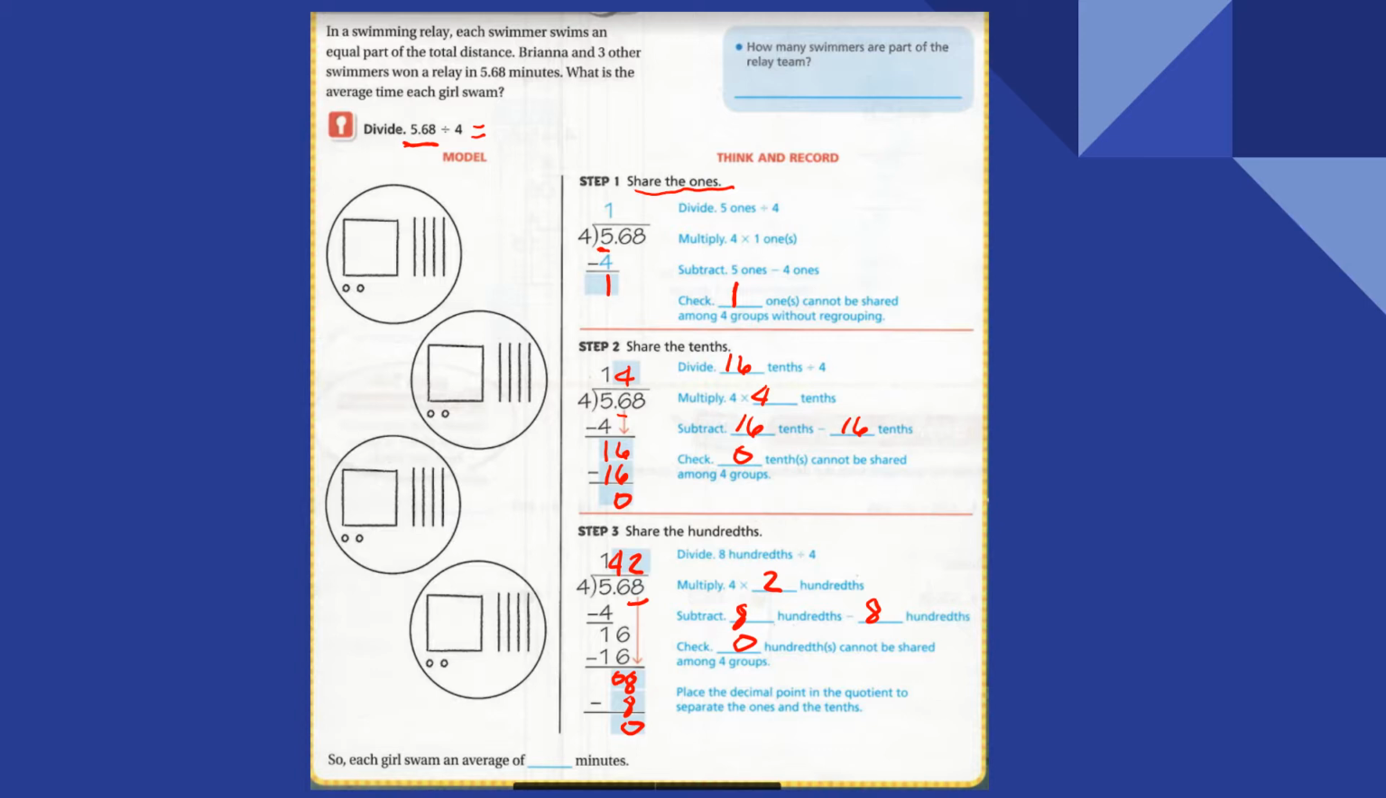Now I move that decimal up, which I could have done in the beginning. So then my answer is 1 and 42 hundredths of a minute for each girl. All right. And none of that was new. That was all the same process that we used for dividing. If I look at my model, I've got 1 whole, 4 tenths, and 2 hundredths. Okay?